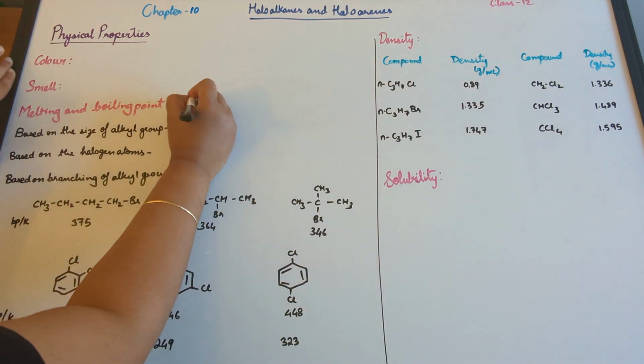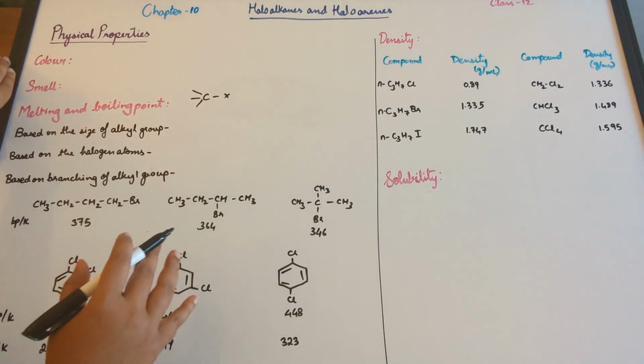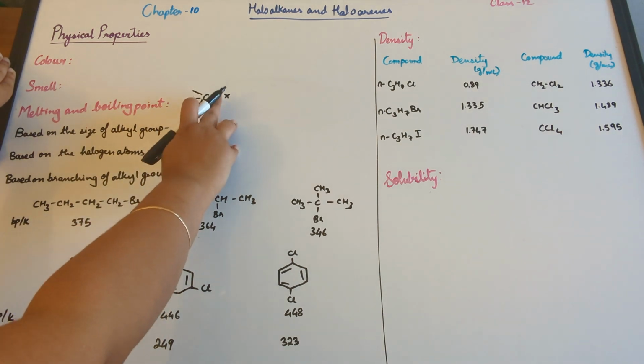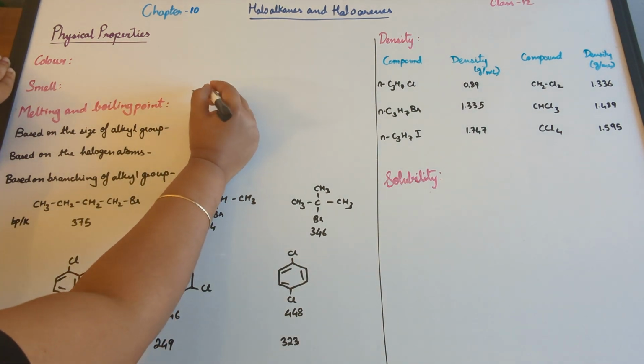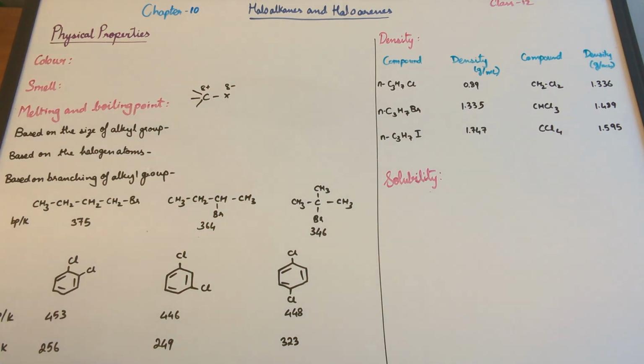So first of all, the C-X bond. Now we know the halogen atom is electronegative, right? So because of the electronegativity of the halogen atom, these molecules are polar in nature. Okay, and this, along with the fact that the halogen adds extra mass because it is heavy, means the intermolecular forces are stronger in these compounds compared to hydrocarbons without any halogen atoms.